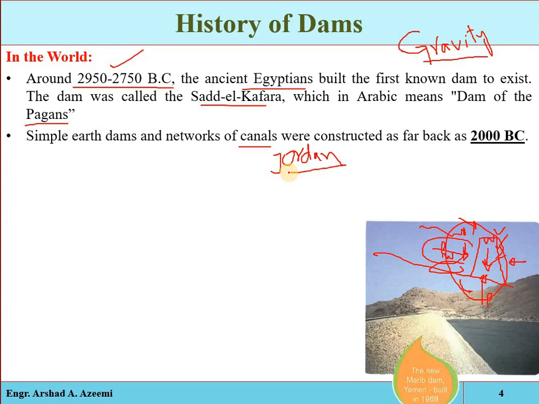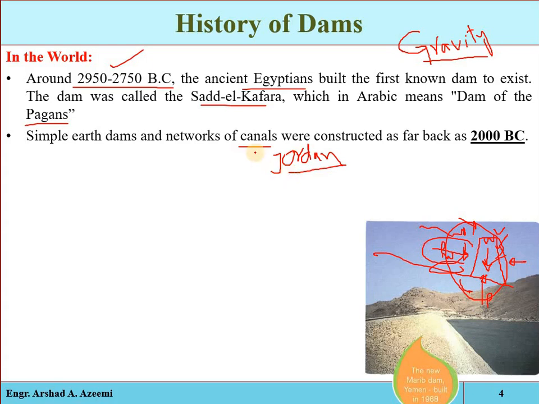So the water occurring in those months where the rainfall is more than enough was stored and then supplied for different domestic purposes, mainly domestic purposes. Then after that, if you look into the history, the Romans built different gravity dams.